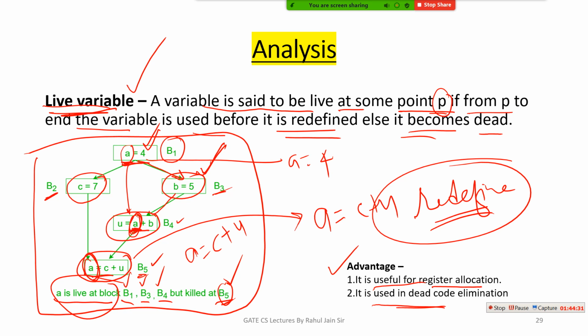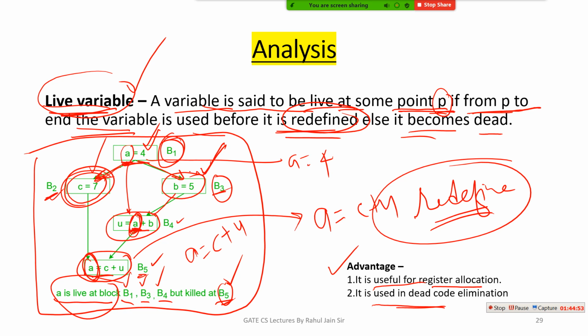Okay. So live variable, according to the definition: a variable is said to be live at some point P if, from P to N, that variable is used before it is redefined. So here it is live. Why is it live? Because A has direct reachability to B2. This B1 has direct reachability to B2. That is why we will say that it is a live variable for B2.